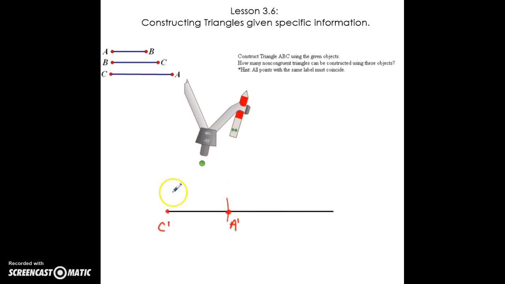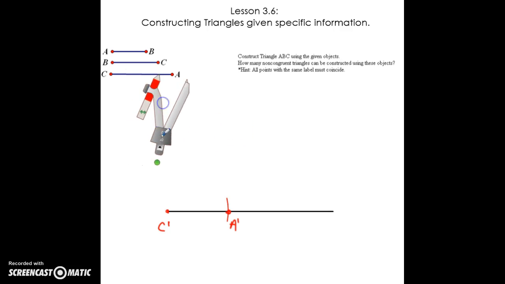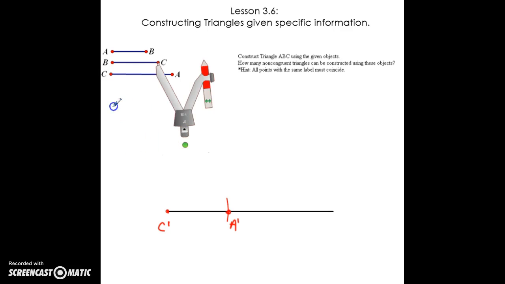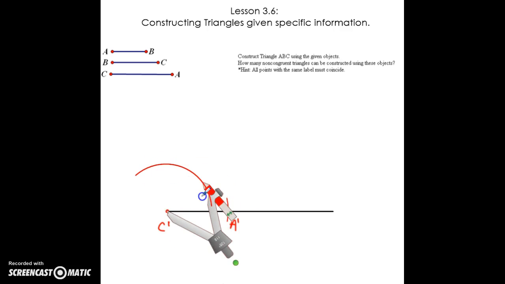And then, because I have point C, I could go off of point C, or segment CB next, and that would have to come off of corner C. So I'm going to measure from C to B. Take that down to corner C. And I'm going to make an arc mark. I'm not exactly sure where corner B is going to land because I need to measure AB still.